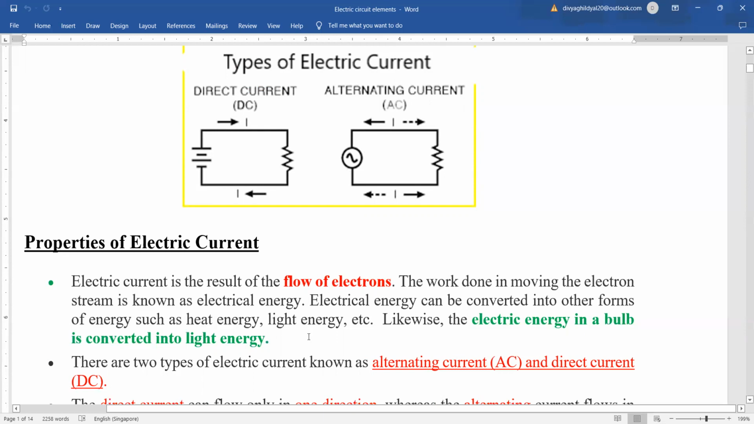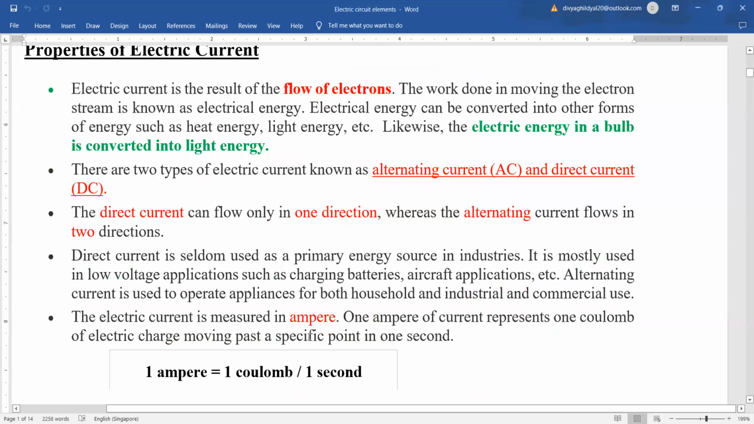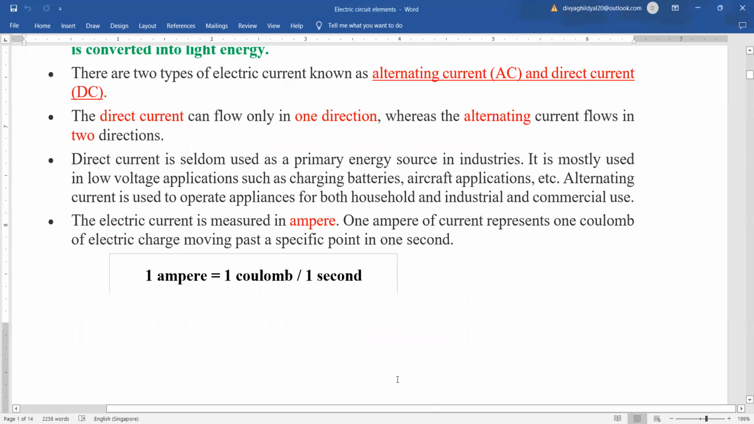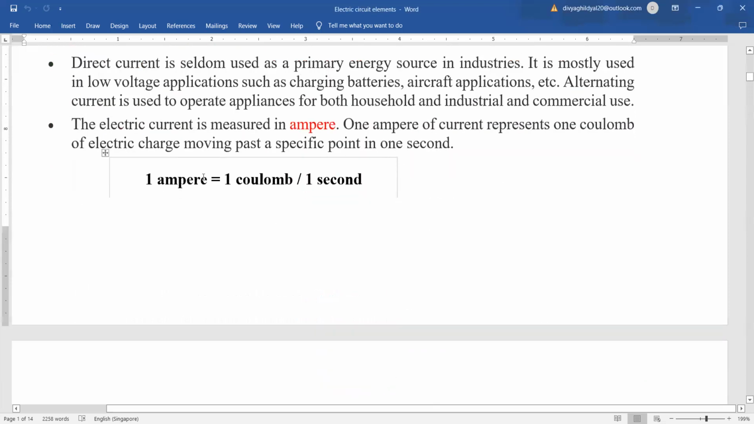So what is the property of electric current? Electric current happens because of the flow of electrons. These flow of electrons are responsible for the electrical energy which we utilize. For example, electrical energy in a bulb is converted into light energy. Direct current can flow only in one direction, whereas alternating current flows in both the directions. The unit of ampere is defined as 1 coulomb upon 1 second.